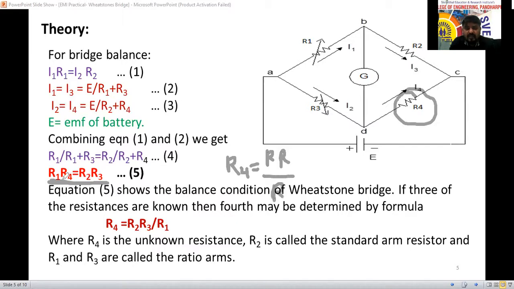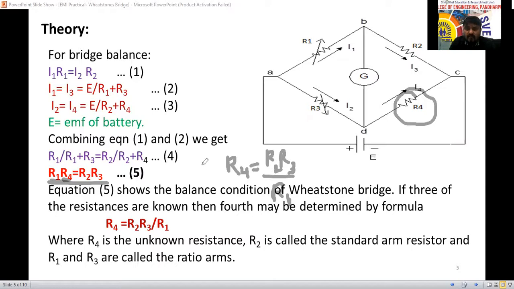Here the R4 is there. R4 term keep as it is. On the RHS I will write R2 into R3 divided by R1, because when R4 goes to the RHS side it becomes the denominator. So R4 equal to R2 R3 divided by R1. You can write like this, or we can use R1 as the unknown. So R1 equal to R2 R3 divided by R4. Can write like that also.